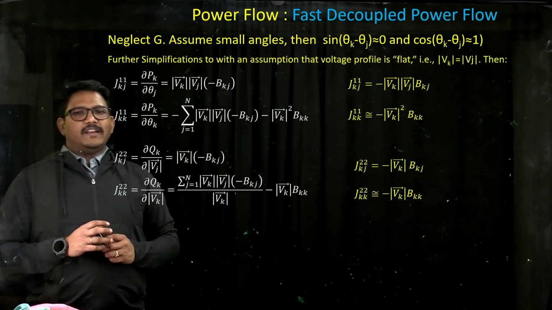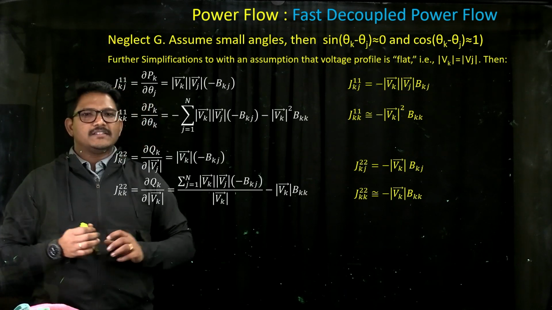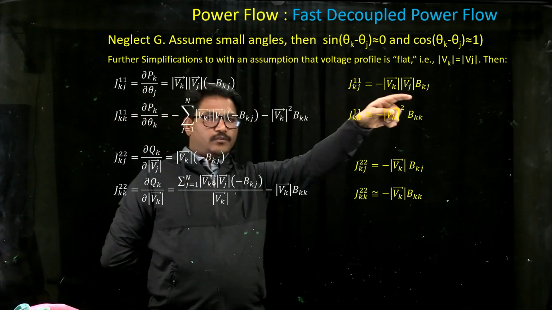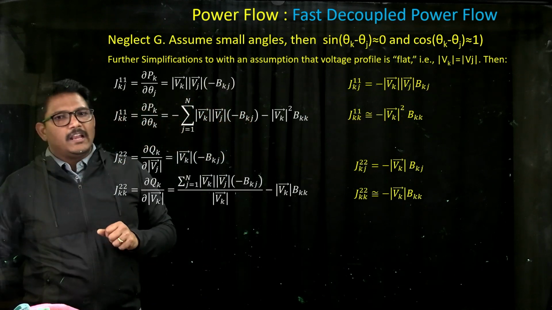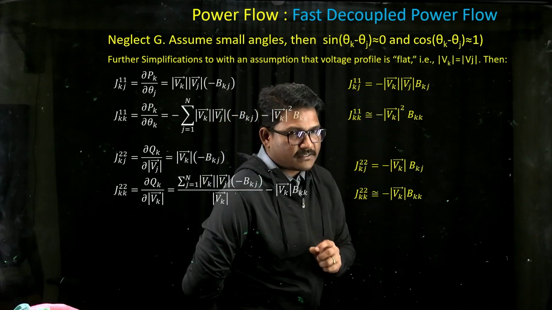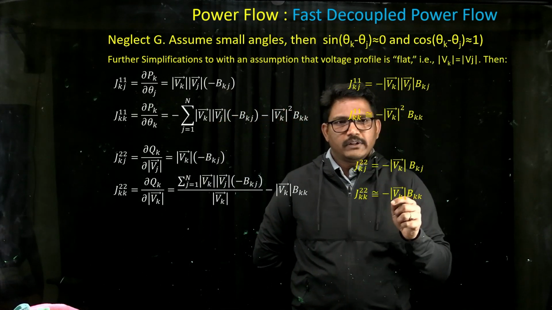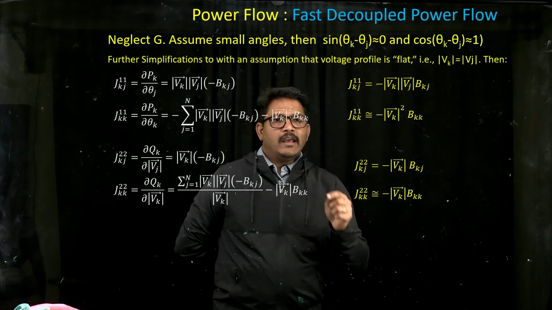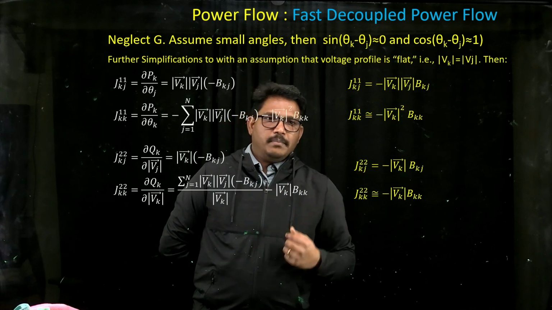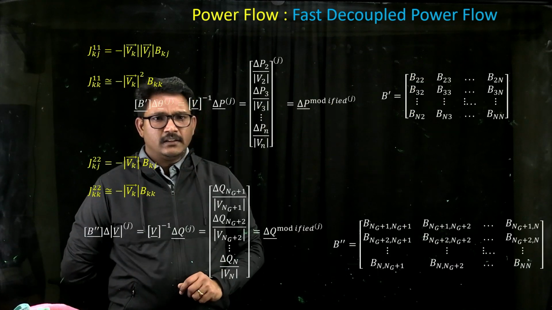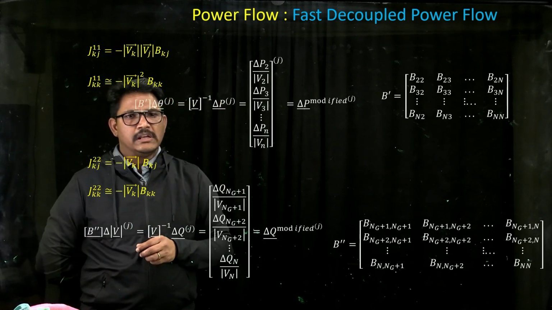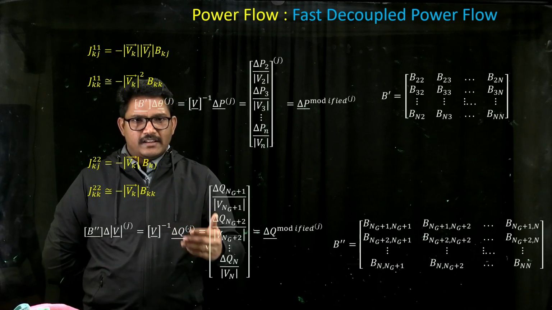Combining the assumption that we neglected conductance, and also we considered the angles to be very small, along with the flat voltage profile assumption that we have taken, the resultant elements of the Jacobian matrix will become very simple. So this will be the Jacobian matrix elements, and you also now know that there is no coupling between the angles and the reactive powers, and no coupling between the voltage and the real powers. As a result, this is what will be the ultimate relationships that we use in the power flow solution using the fast decoupled load flow.